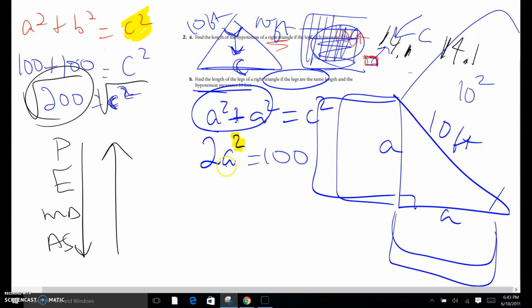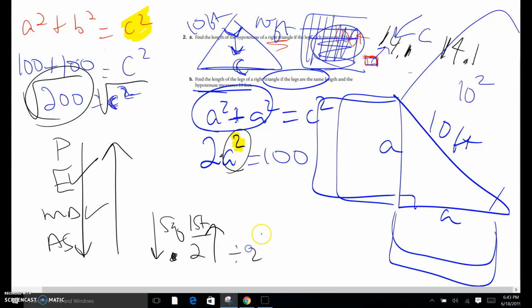In real life, if I knew what A is, I'd square it first. So I would square first, and then I would multiply by 2 after I got that answer. All right, so that would be going forwards. I do my exponent, and then I multiply. But I'm going backwards, so I have to do the reverse. To get rid of multiplying by 2, I would divide by 2. So A squared equals 50.